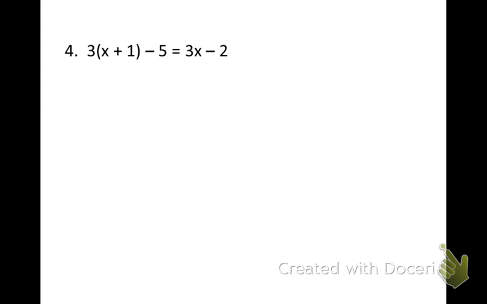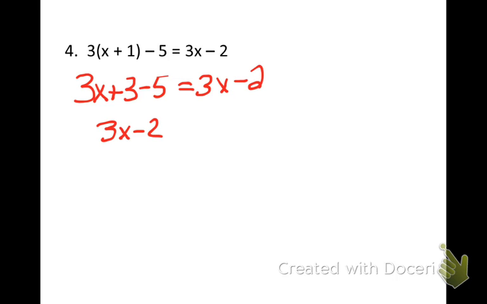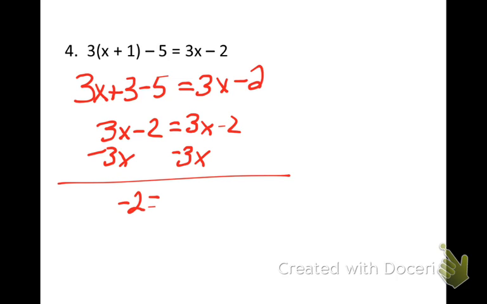Alright, again, we need to distribute here. So when we distribute, we're going to get 3x plus 3 minus 5 equal 3x minus 2. Again, I'm going to simplify on the left. Positive 3 minus 5 is going to be 3x minus 2 equal 3x minus 2. I'm going to subtract 3x from each side, and I get negative 2 equal negative 2. So here, the variable did disappear again, but we get a true sentence.